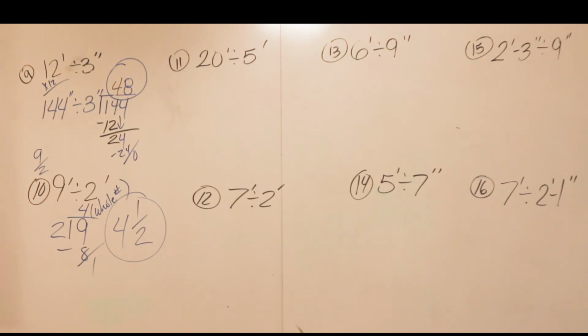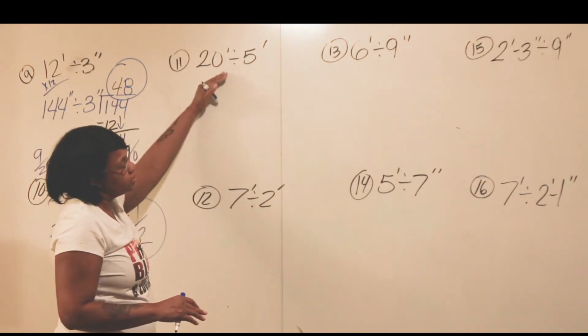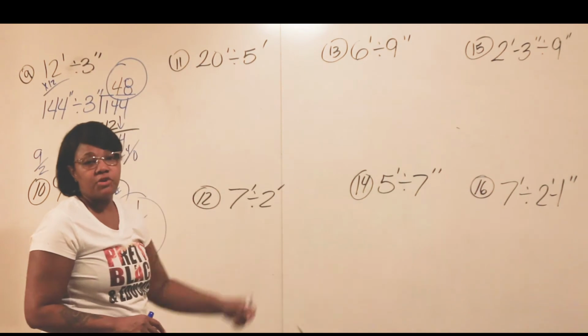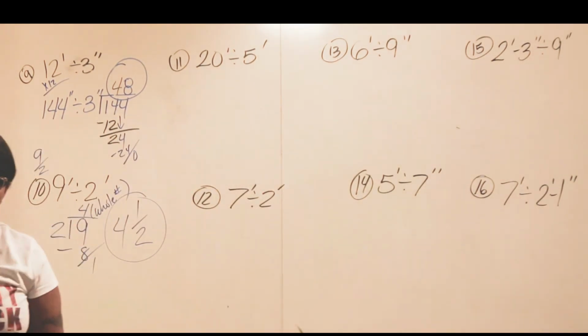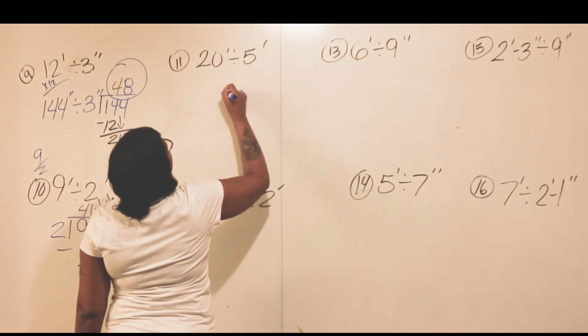Let's look at 11. 20 feet divided by 5 feet. What do we need to do? Do we need to convert feet to inches? No. We don't need to convert it to any improper fractions or anything. Anytime you've got whole numbers across the board, let's just get straight to the point. It's a division problem. But first, the units of measure have to be the same. The units of measure are the same. We got feet and feet. So we're just looking at this as if we have 20 divided by 5.